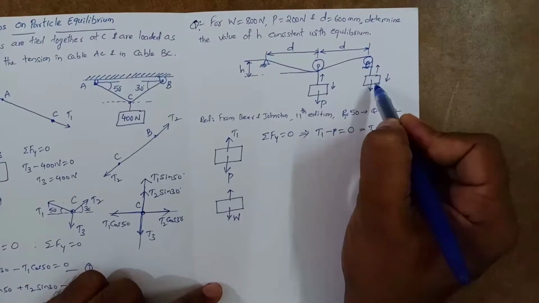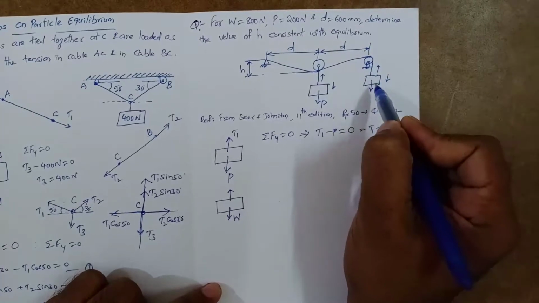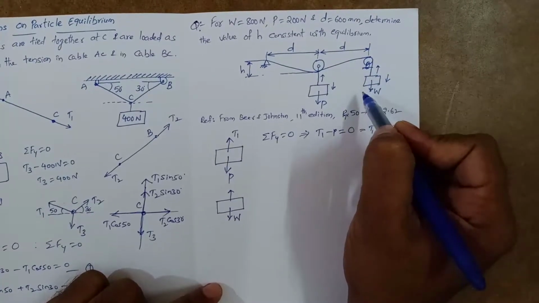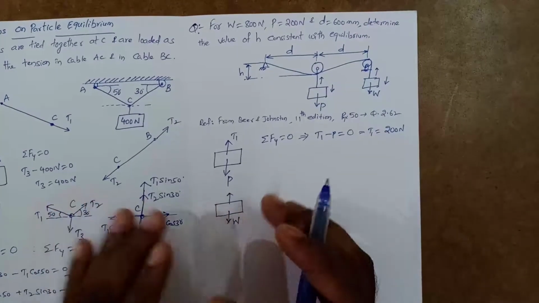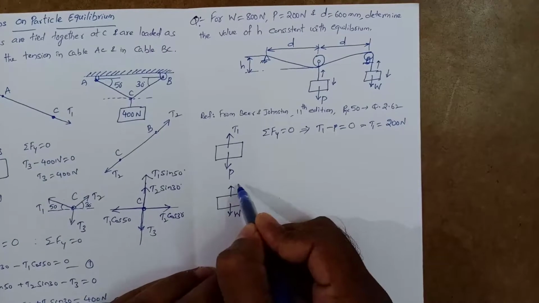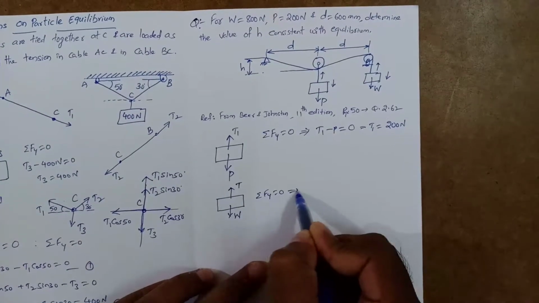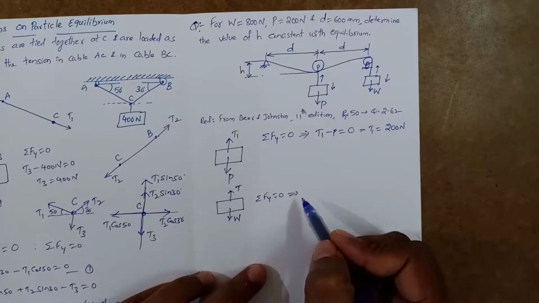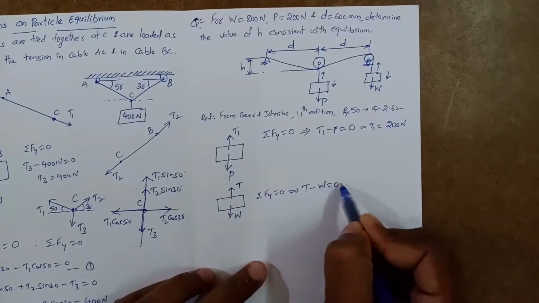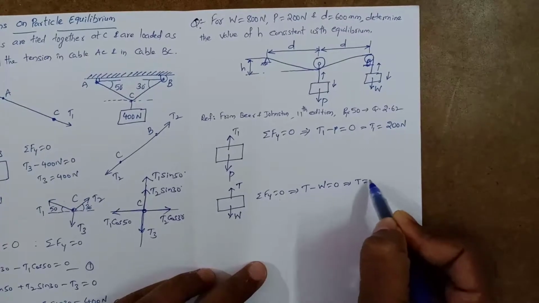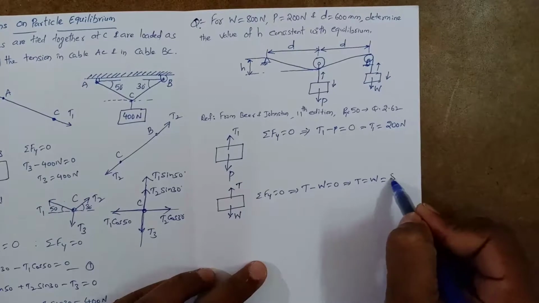Cable will pull the body upward, and at the same time the body will pull the cable downward, from Newton's third law, action-reaction. Thereby the total system is in equilibrium. We assume that it is T. Again here we can apply sigma Fy equal to 0 because it is at rest, and then we'll get T minus W is equal to 0. So T is equal to W, that is equal to 800 Newton.